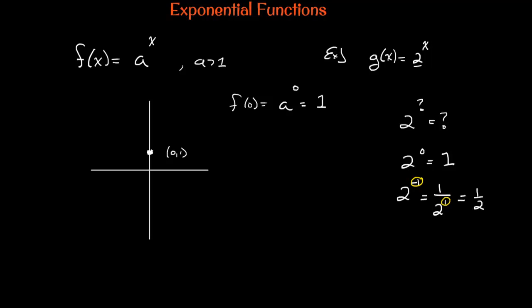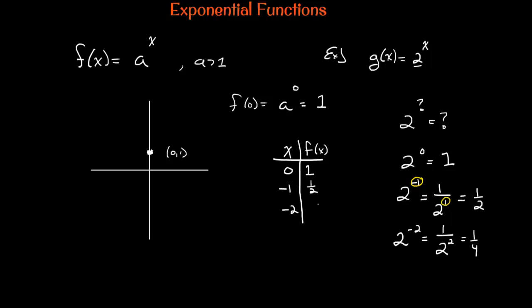So, okay, let's go ahead and do a t-chart. If I do a t-chart of x and then f of x, when x is 0, we get a value of 1. When x is negative 1, we get a value of 1/2. Okay, let's try negative 2. 2 to the negative 2 power gives us 1 over 2 to the positive 2 power, which is a value of 1/4. Okay, I see it's getting smaller. As I get more negative, it's getting smaller and smaller at an exponential rate.